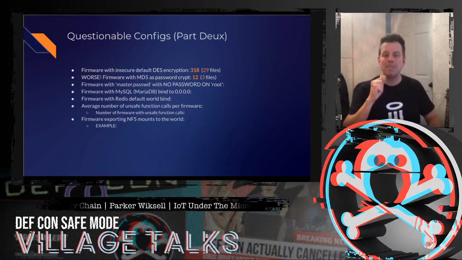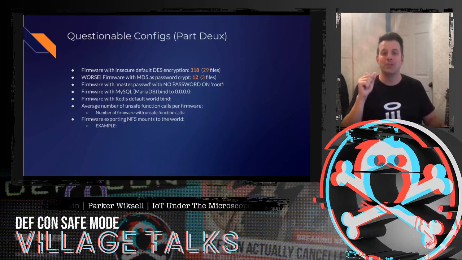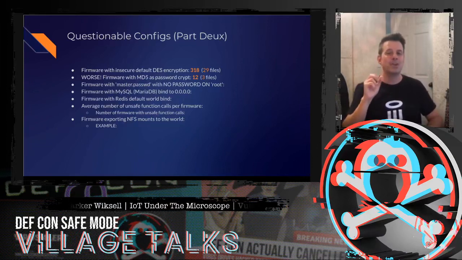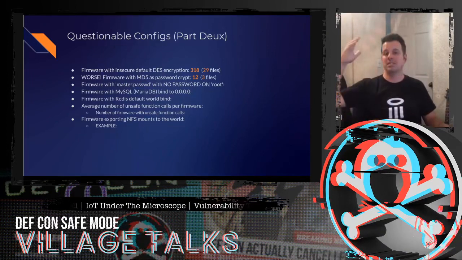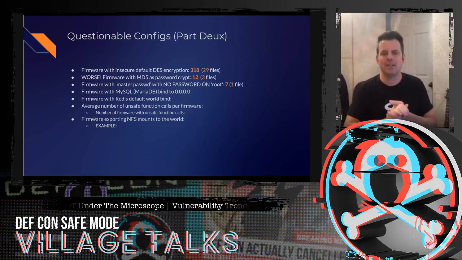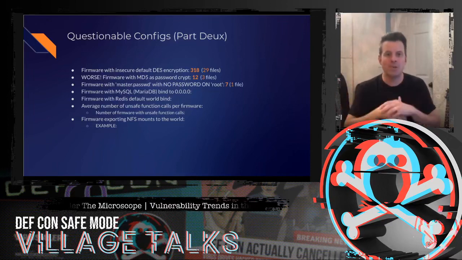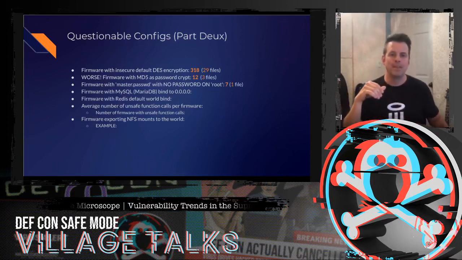Firmware with a master.password with no password on root. So in the password file, there is no over-under on 100 devices, 10 devices, a million devices. No, only 7. But still, one file made its way in with no password on the root.